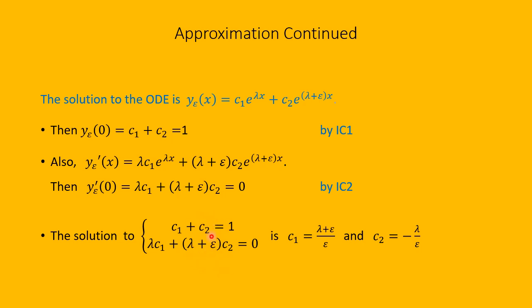It's an algebra problem that probably many students in junior high school could solve. And your answer will involve lambda and epsilon. It turns out that c1 equals lambda plus epsilon over epsilon. c2 is minus lambda over epsilon. It's easy to see that if we add these two together, we do get 1. And a short calculation can show that these two values for c1, c2 also satisfy this second equation. I'll let you check that in your spare time.